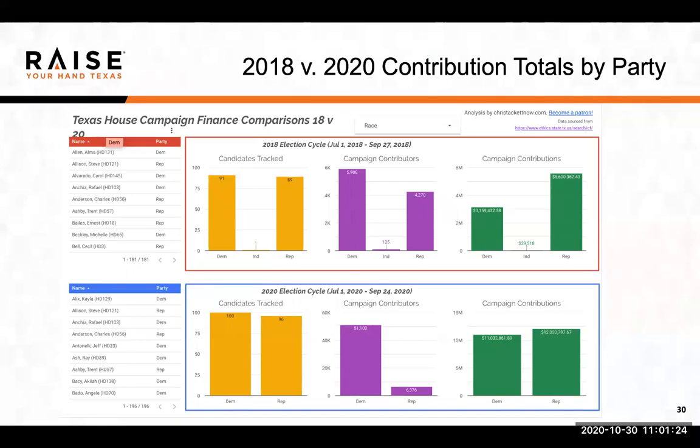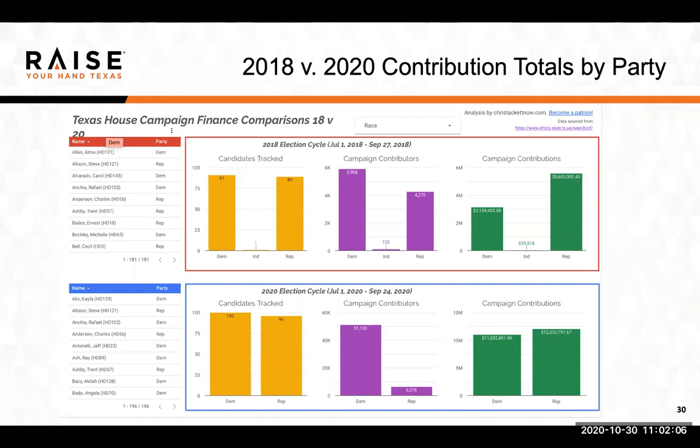During 2018, the data tracked 91 Democratic candidates and 100 Democratic candidates in the current election cycle, and 89 Republicans tracked and 96 this cycle. In terms of campaign contributors, on the Democratic side, there were 5,900 contributors in the 18 election cycle, and there are 51,000 in the 20 election cycle. On the Republican side, there were 4,200 in the 18 cycle, and there are 6,300 in the 20 election cycle.